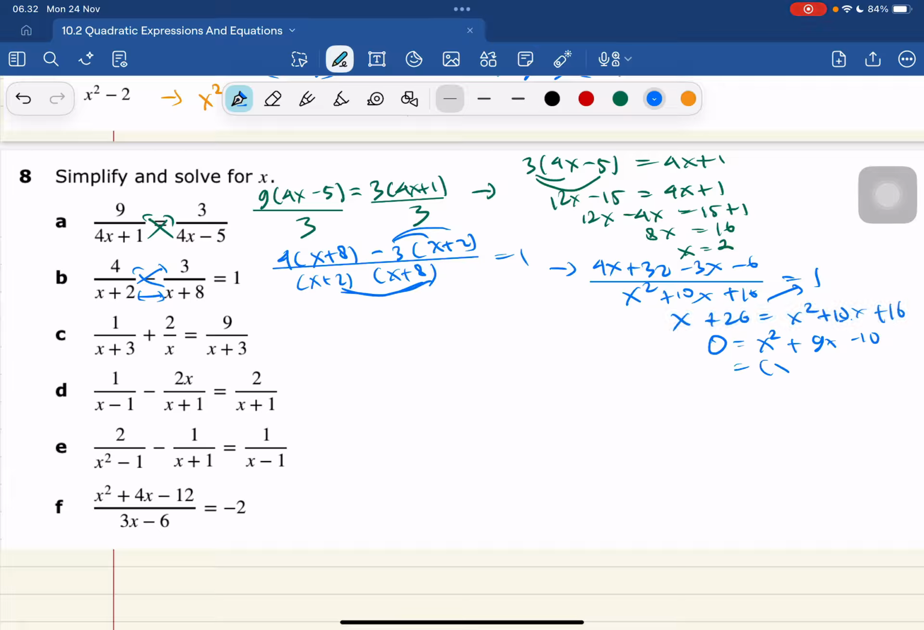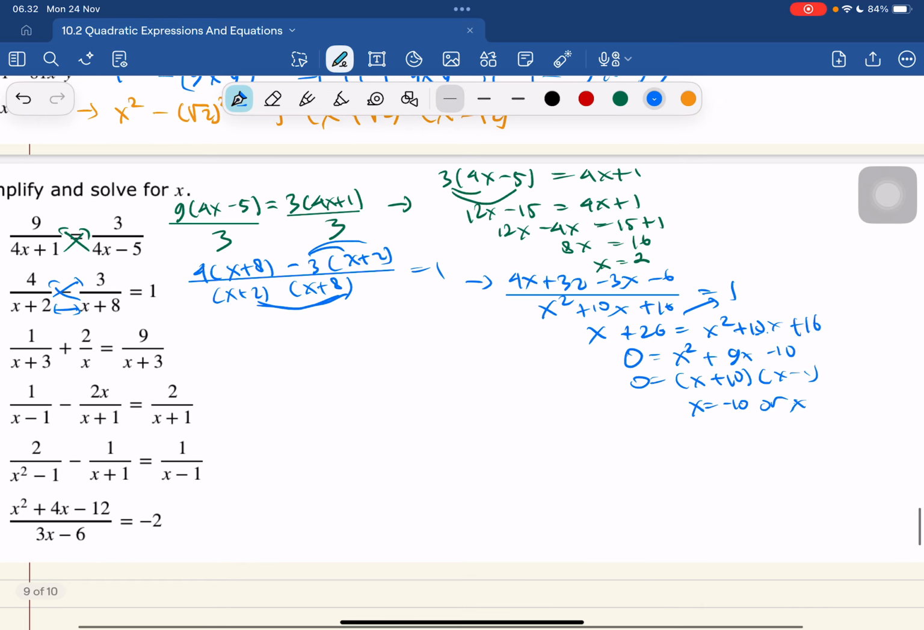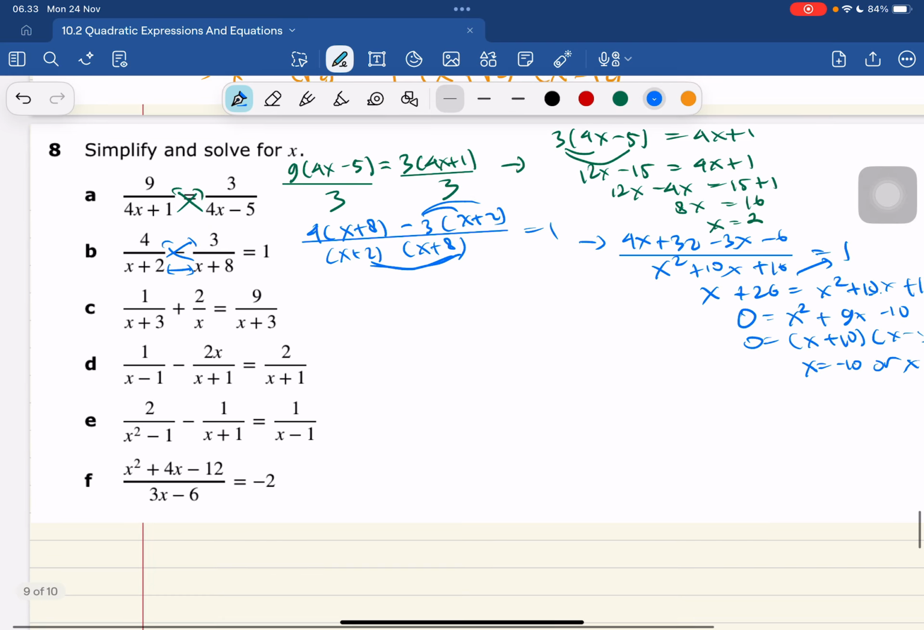So we factorize it: (x plus 10) and (x minus 1) equal to 0. So x plus 10 equal to 0, so x is going to be minus 10. Or x minus 1 equal to 0, so x equal to 1. There you go.